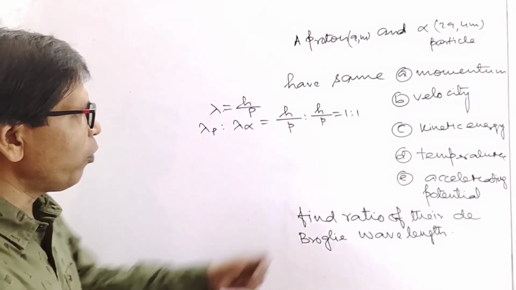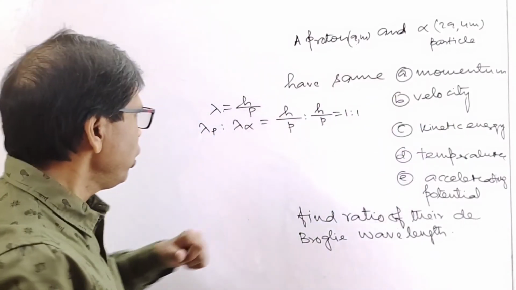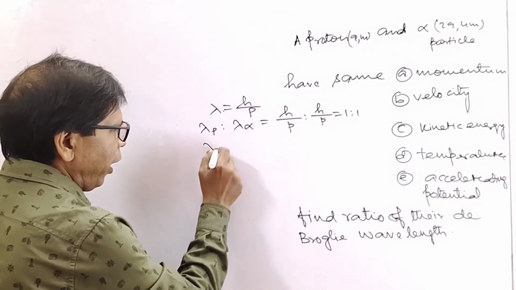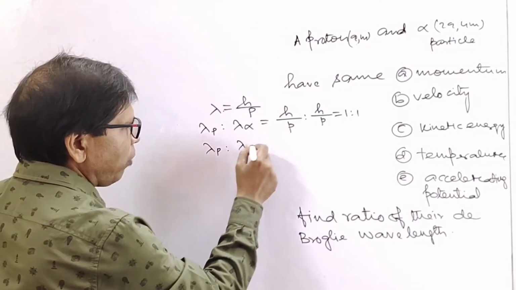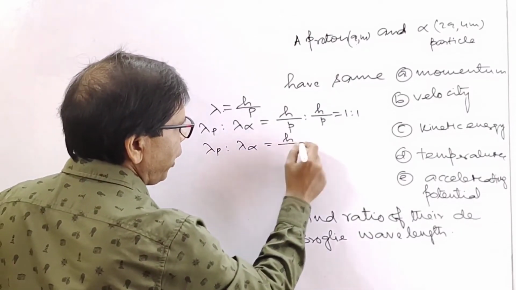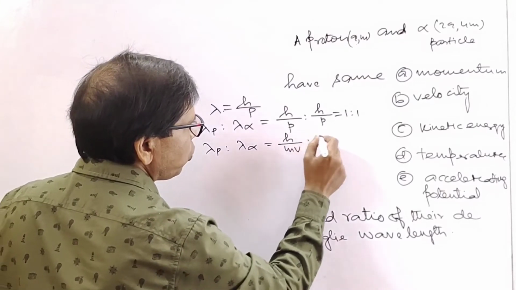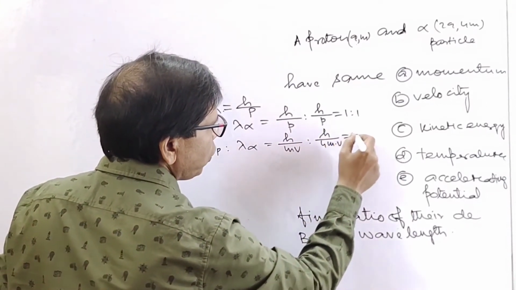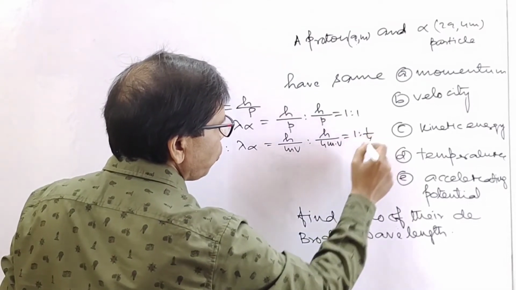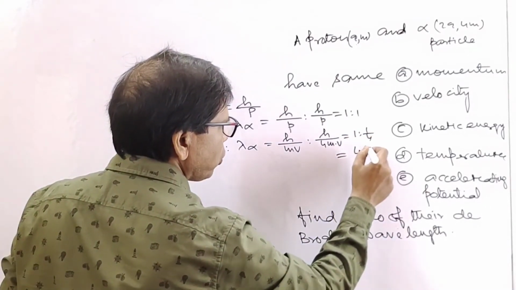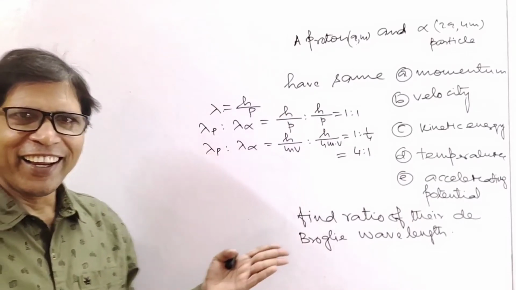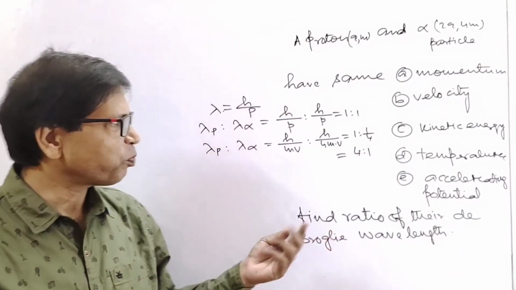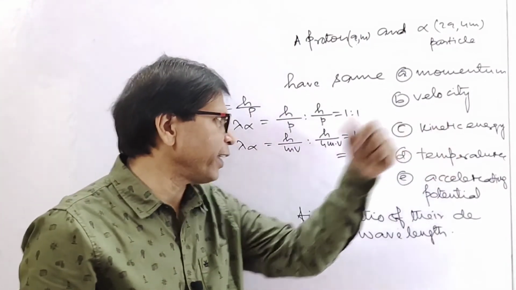Now in terms of velocity, here lambda p is to lambda alpha. So h by m into v is to h by 4m into v. So this is 1 is to 1/4, so this is 4:1. Okay, understood?